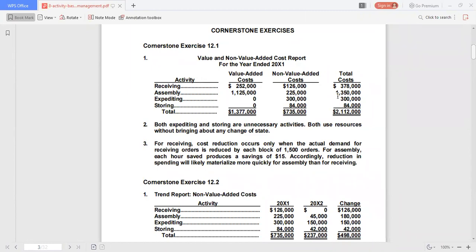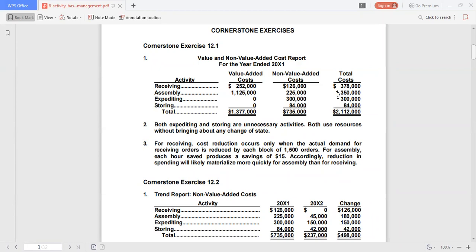I'll just record. Okay, so 8-1 on your screen, 12-1. Value and non-value added cost reporting. Now, there are 4 activities: receiving materials, assembly, expediting products, and storing goods. Receiving and assembly are necessary activities. Expediting and storing goods are unnecessary. The following data pertain to the 4 activities for the year ending 20X1. Actual price per unit of the activity driver is assumed to be equal to the standard price. So, actual price and standard price are equal.